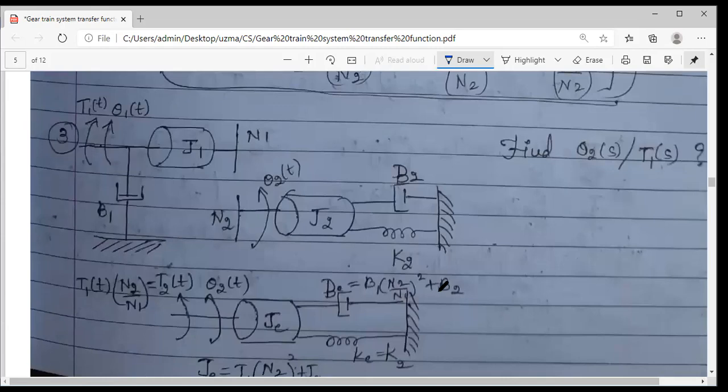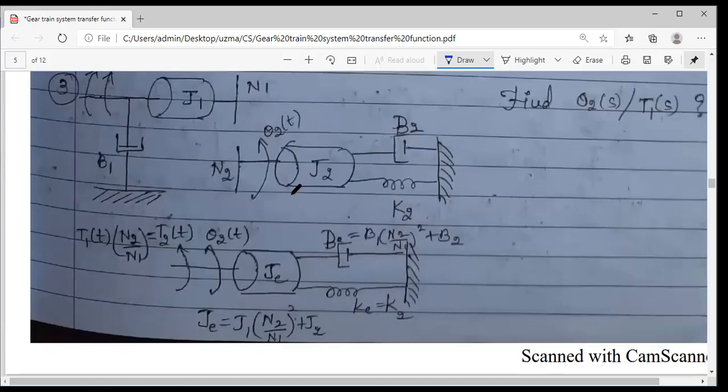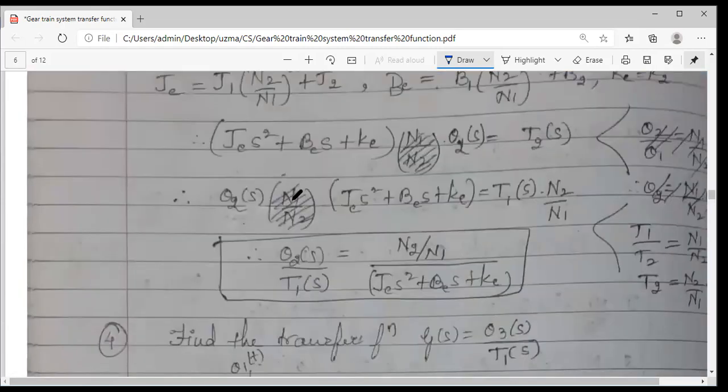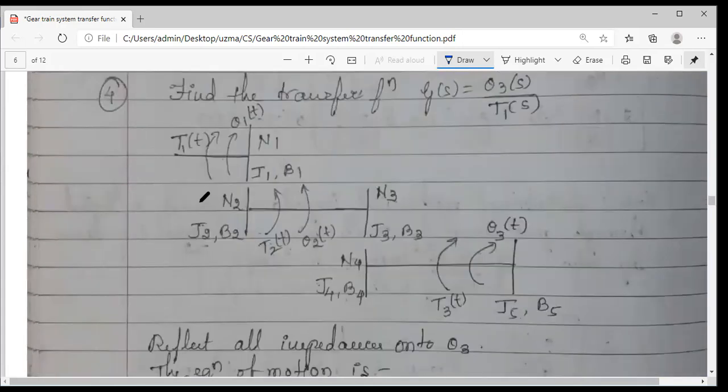Even this problem was also dealt. It is very simple. General terms are given. Look at this problem. This has many gears connected. So it is very interesting to solve this problem. We can observe what we need to find: the transfer function of G, that is theta 3 by torque 1.